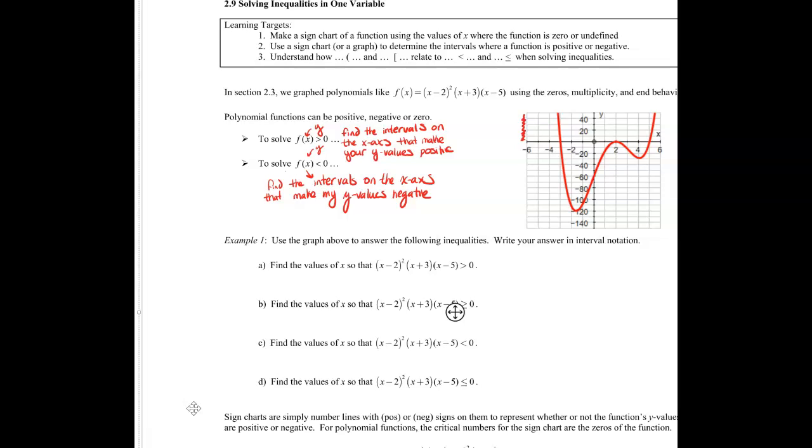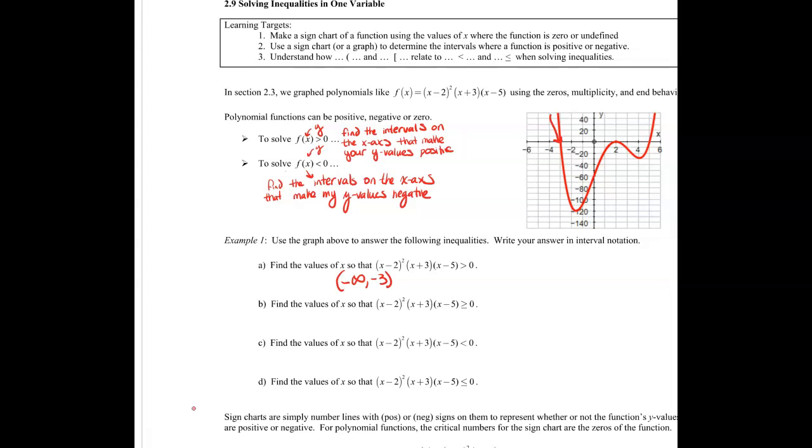So it says, okay, we need to find the values such that the function is greater than 0. Well, greater than 0 is talking about my y values being bigger than 0. And again, that's just when my graph is above my x-axis. So my x values that correspond to that: I'm coming in from the left all the way until I hit my x-axis, which is directly right here at -3. So coming in from the left would be negative infinity all the way to -3.